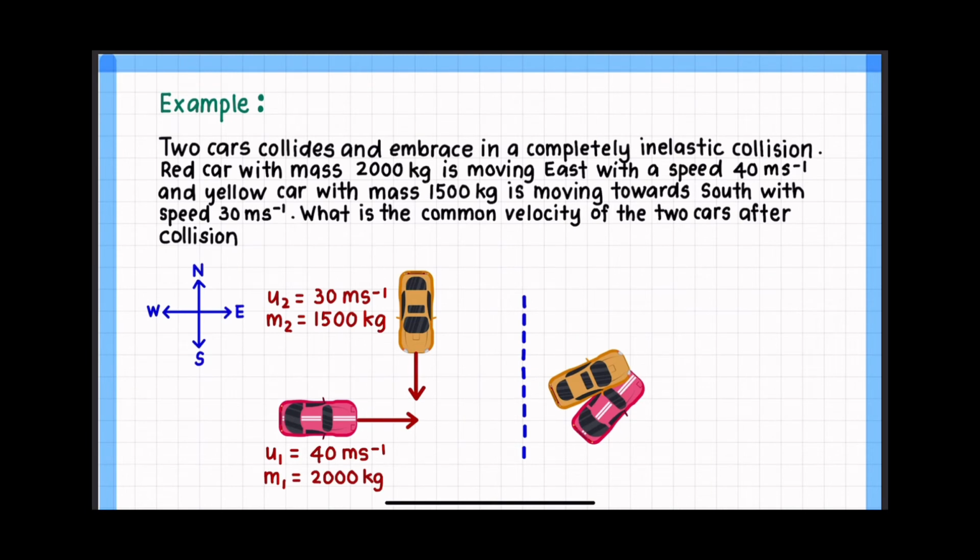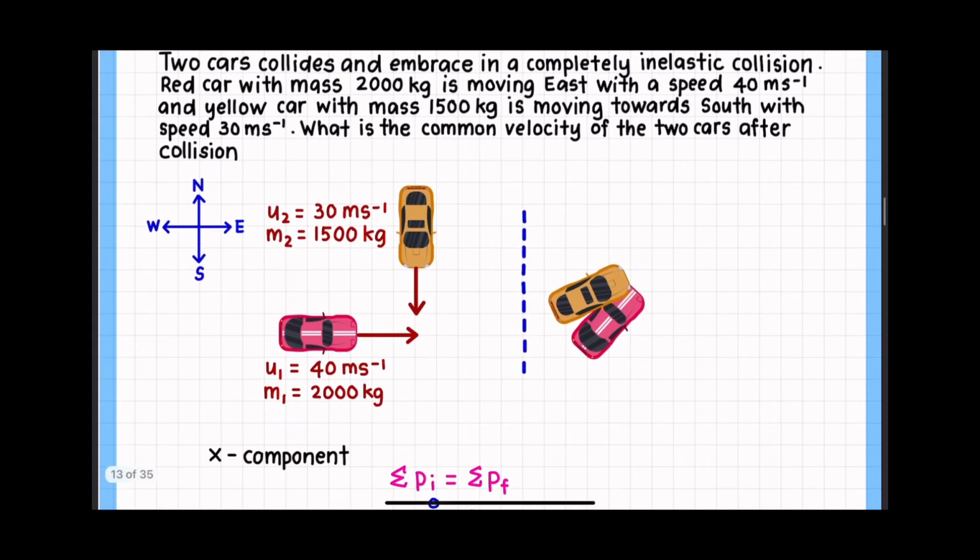Okay, next example, we have two cars that collide and embrace in a completely inelastic collision. Nampak tak perkataan completely inelastic means that they stuck, they akan move with the one common velocity. So red car with mass 2000 kg is moving east with the speed of 40 meter per second, and yellow car with mass of 1500 kg is moving towards south with the speed of 30 meter per second. What is the common velocity of the two cars after the collision?